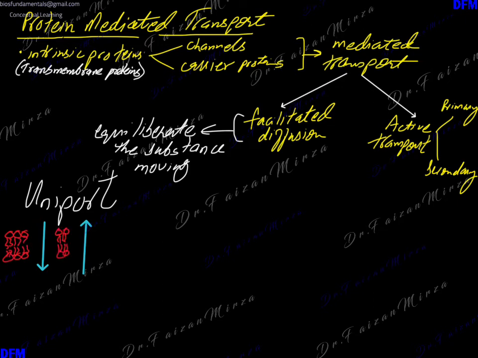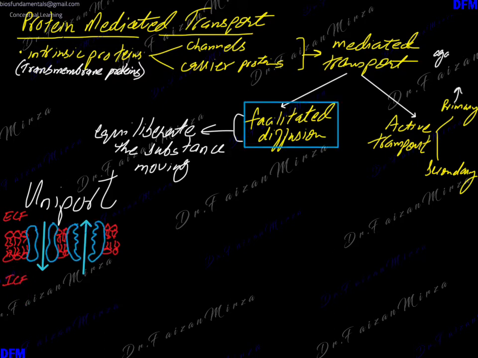What's a uniport? You can see that this is a phospholipid bilayer. This is facing ECF and this region is ICF. In facilitated diffusion, there will be proteins in the membrane which are transmembrane proteins that can be working as uniports. A uniport is a transmembrane protein that allows movement of one substance at one time in one direction.